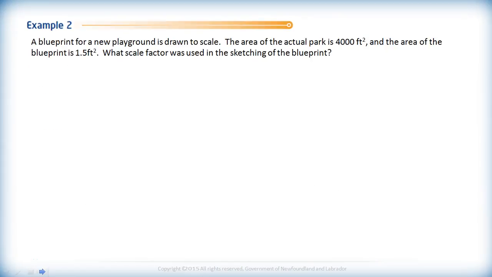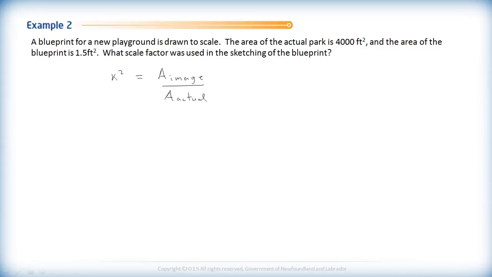So a blueprint for a new playground is drawn to scale. The area of the actual park is 4,000 square feet, and the area of the blueprint is 1.5 square feet. What scale factor was used in sketching the blueprint? Okay, so scale factor. We know that the squared scale factor is the area of the image divided by the area of the actual.